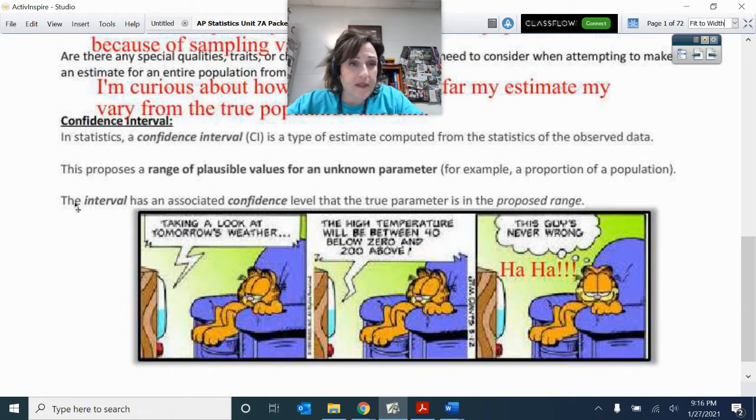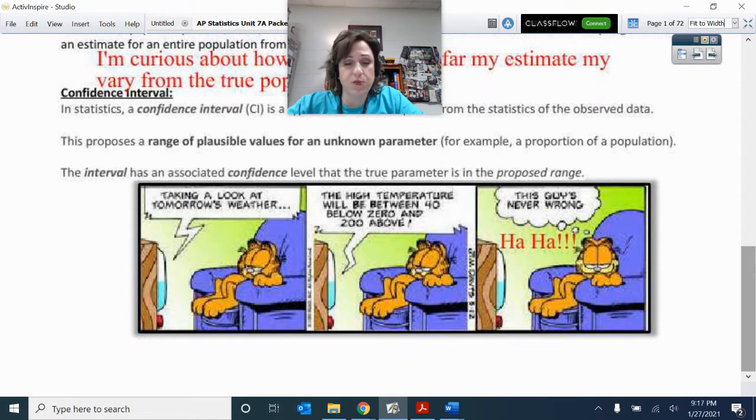All right. The interval has an associated confidence level. So we're going to learn what this confidence level is. I'm 95% confident that the true proportion is within this, or I'm 90% confident.